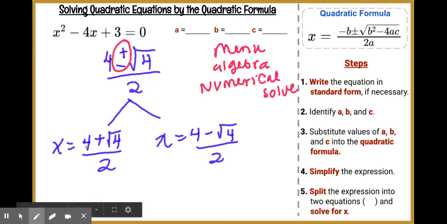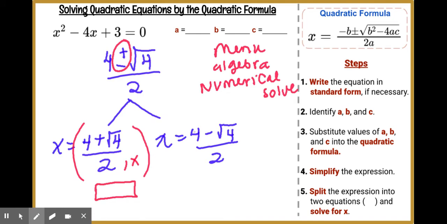You're going to put as your numerator 4 plus the square root of 4 over 2. And then in your calculator, you're going to put comma x. Because if you don't do that, it will not solve for it. Once you get the answer, that'll be your root. Okay? Then you're going to go to the next one. X equals 4 minus the square root of 4 over 2.